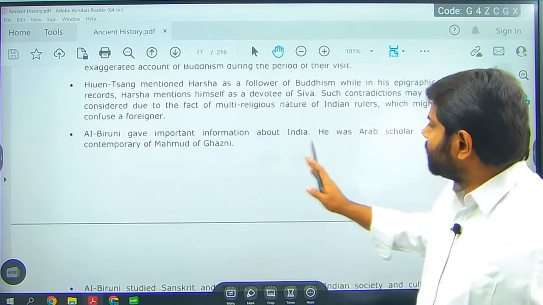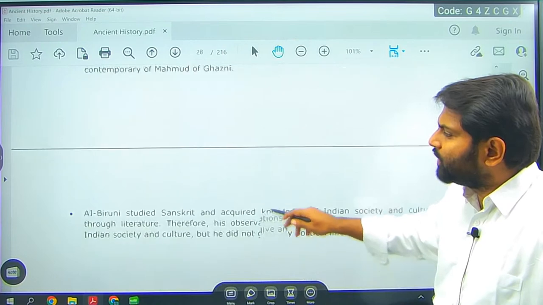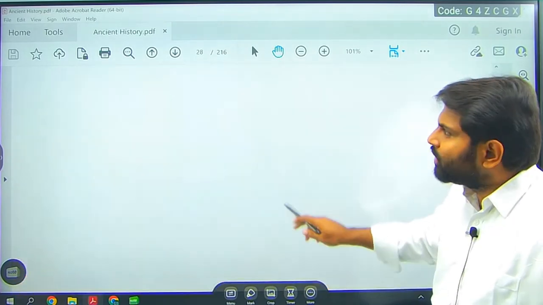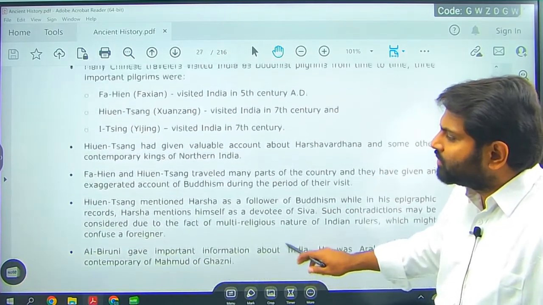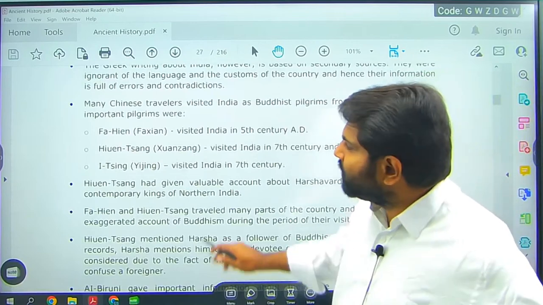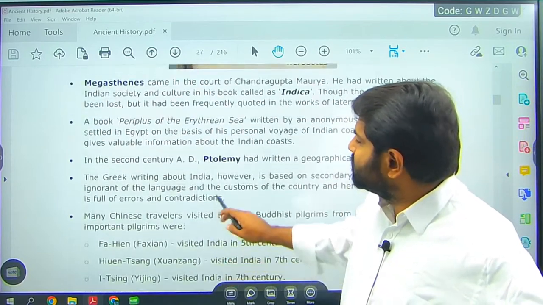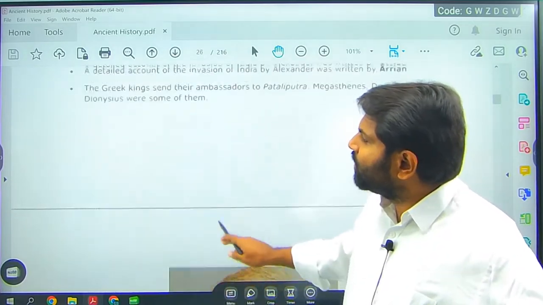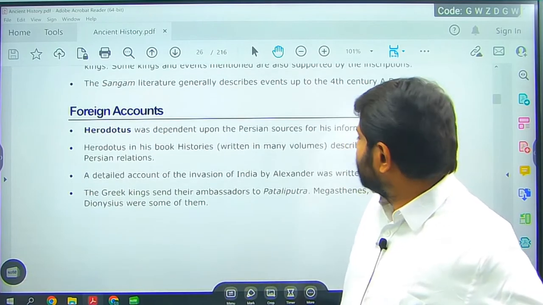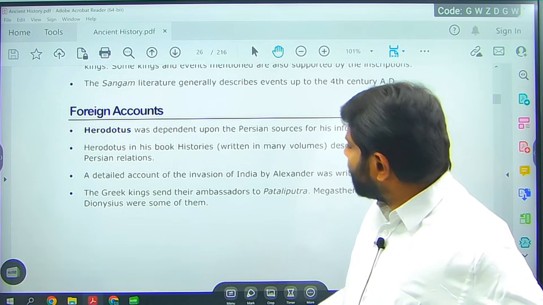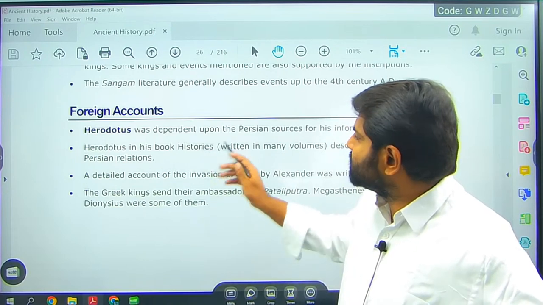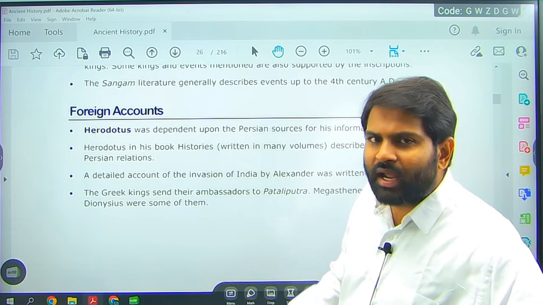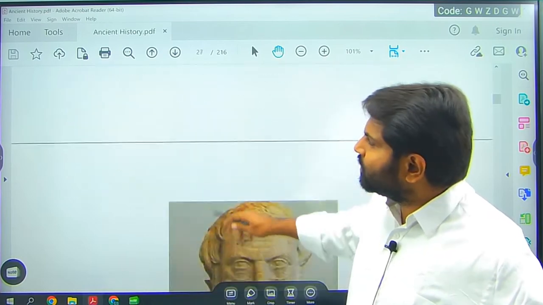Al-Biruni gave important information about India. He was an Arab scholar and a contemporary of Muhammad Ghazni. We spoke about him clearly. So those are the foreign accounts we have: Al-Biruni, Huazhang, Fahian, Yixing, Ptolemy's geographical treatise, the Periplus of the Erythraean Sea, whose writer's name we don't have, and Megasthenes, who wrote Indica. Apart from that, the accounts of Herodotus, Megasthenes, Daimachus and Dionysius. Herodotus was dependent on Persian sources. As I said, some of them believed in those texts, and depending on those texts, they gave their accounts.